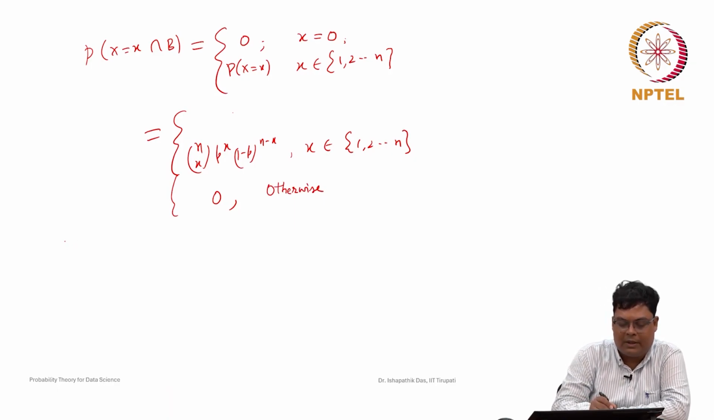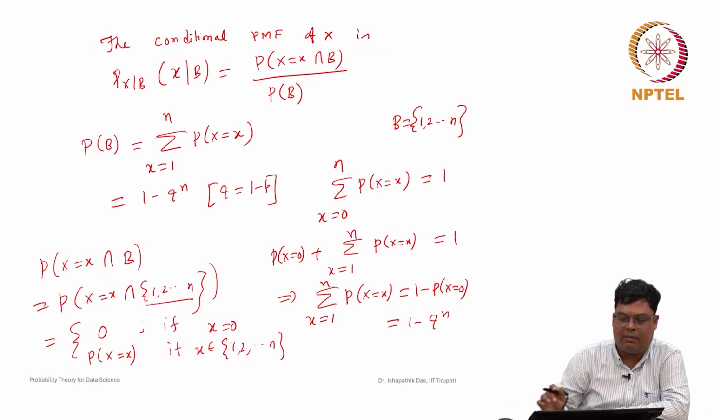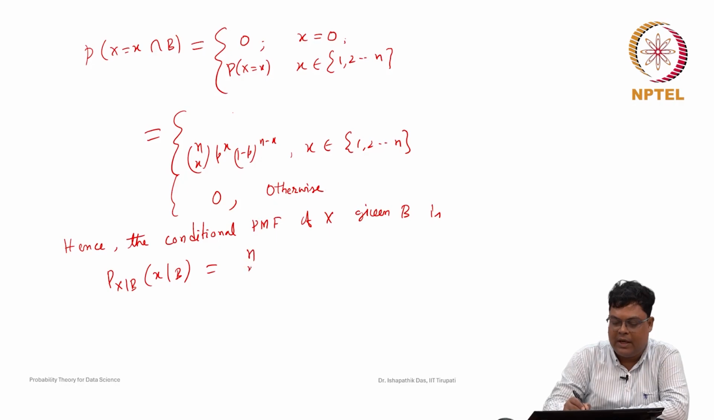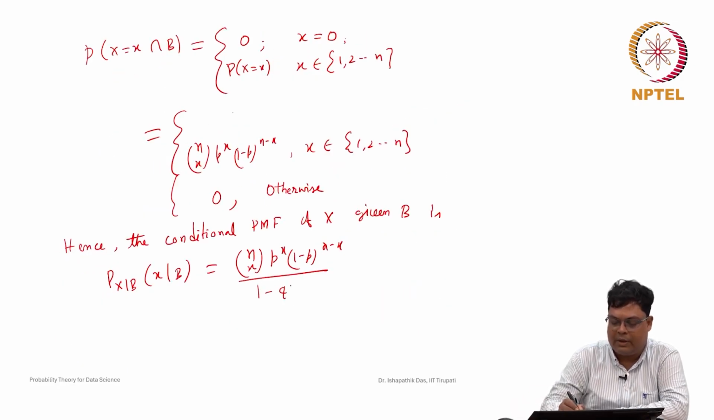So, finally, the conditional probability mass function of X given B is equal to the probability of X equal to x intersection B divided by the probability of B. This is non-zero as nCx p to the power x (1 minus p) to the power n minus x, divided by the probability of B, which we computed as 1 minus q to the power n, whenever x is 1 to n. This is equal to 0 otherwise.